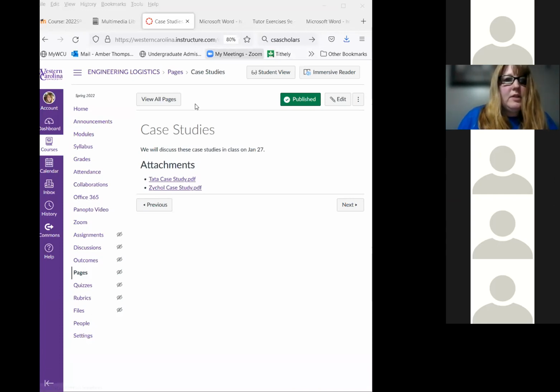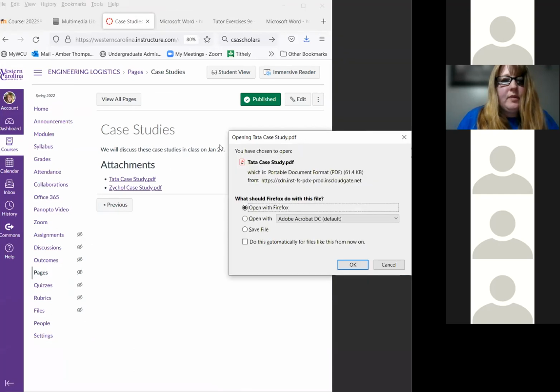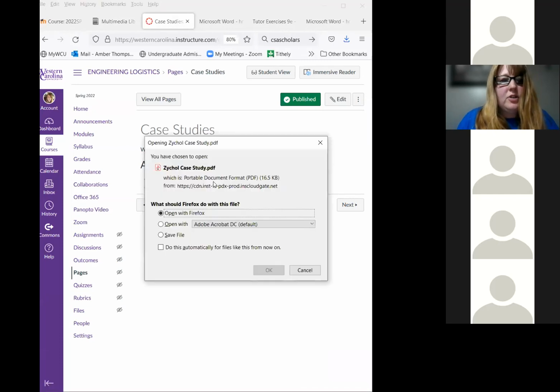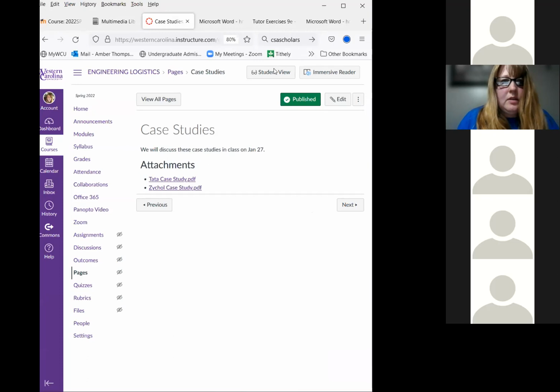All right, so our case study, the TATA case study, like I said, I don't want you to do any kind of write-up on that. I just wanted you to really think about all the items in the PowerPoint that we just talked about. But the Zycol case study, they're actually asking you. I'm not sure where that screen is. There it is. Okay.